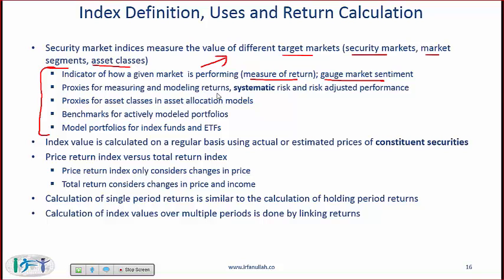Proxies for measuring and modeling returns. So that's another function of indices. They are proxies for systematic risk and risk-adjusted performance. They are proxies for asset classes in asset class allocation models. So the point here is that when you invest in, let's say, US stocks, then your proxy for the sort of returns, or your estimate for the sort of returns you can get, will be based on an index such as the S&P 500. It's a benchmark for actively managed portfolios.